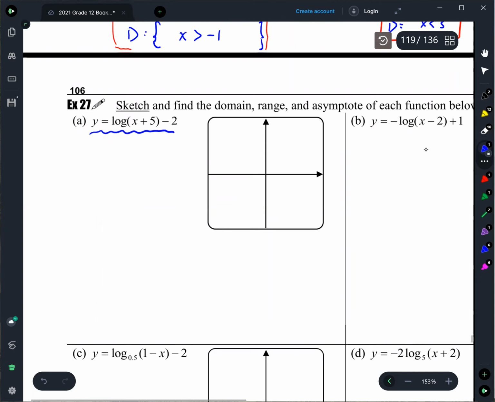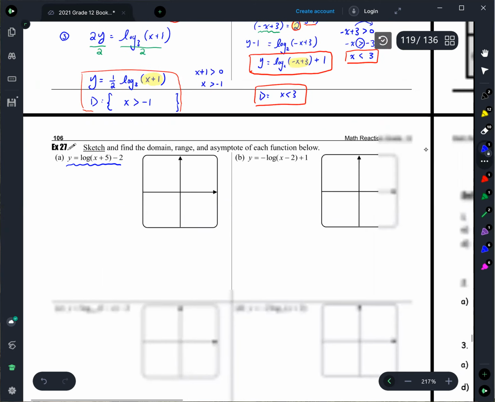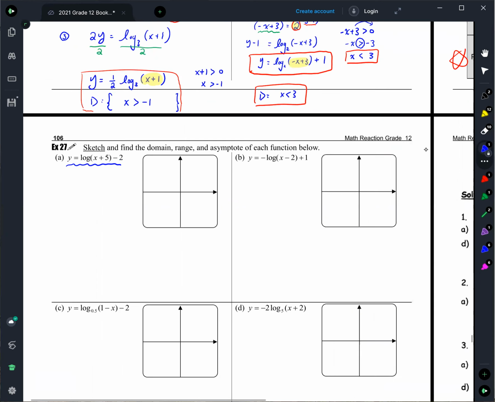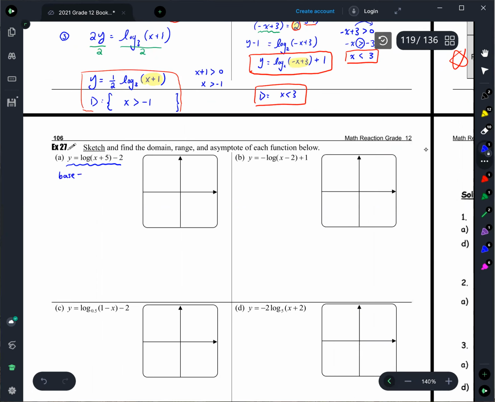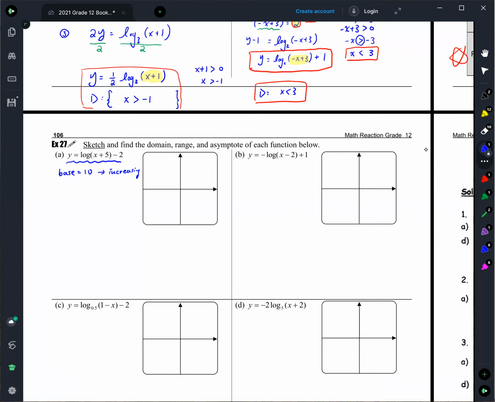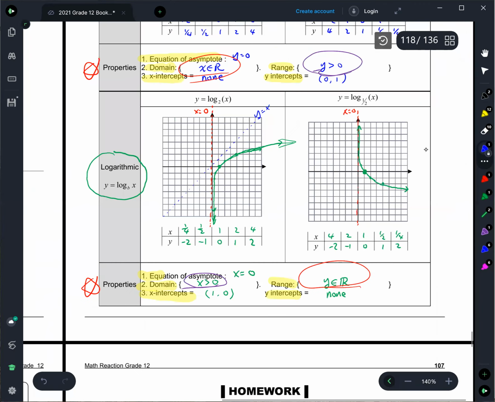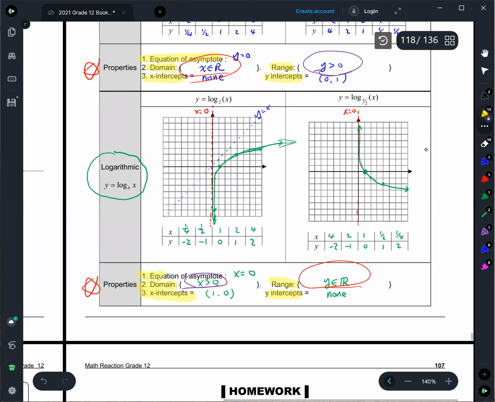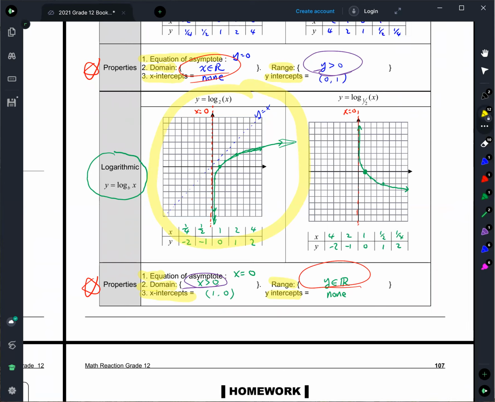Because the base equals 10, this is bigger than 1, so we know the graph is increasing. The first thing you need to identify is the base, to tell you whether it's increasing or decreasing. So you look at your table here. If it's increasing, then it belongs to this graph. It'll be increasing, going upwards.